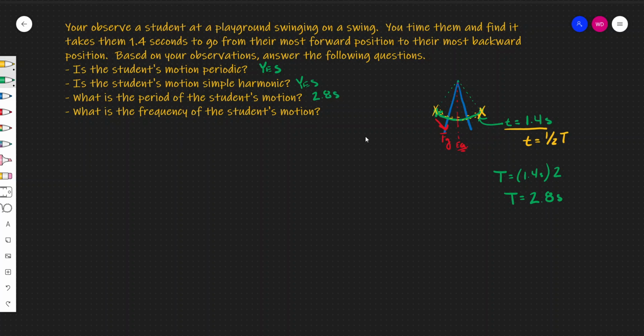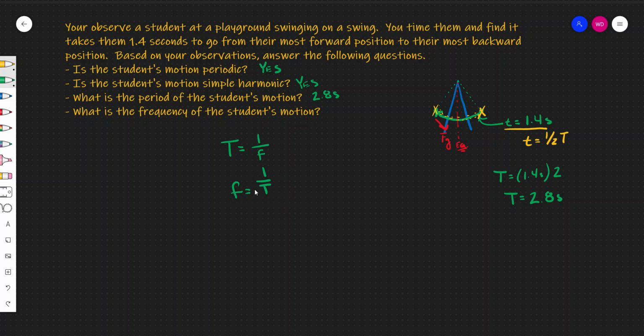Next, they want to know what is the frequency of the motion. So now let's think about what is our equation for frequency. Well, we know that frequency and period are inversely related. In other words, period is equal to 1 over frequency, or we could rewrite that equation as frequency is equal to the reciprocal, 1 over period. These mean the same thing. They're just opposite each other.